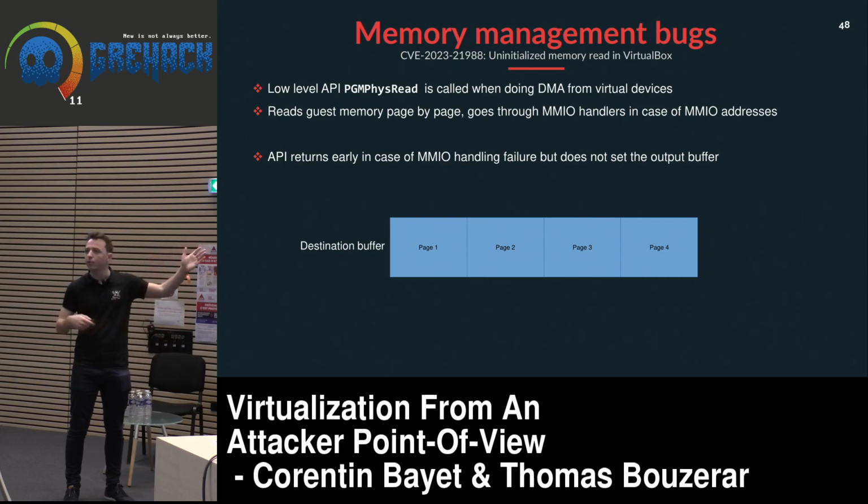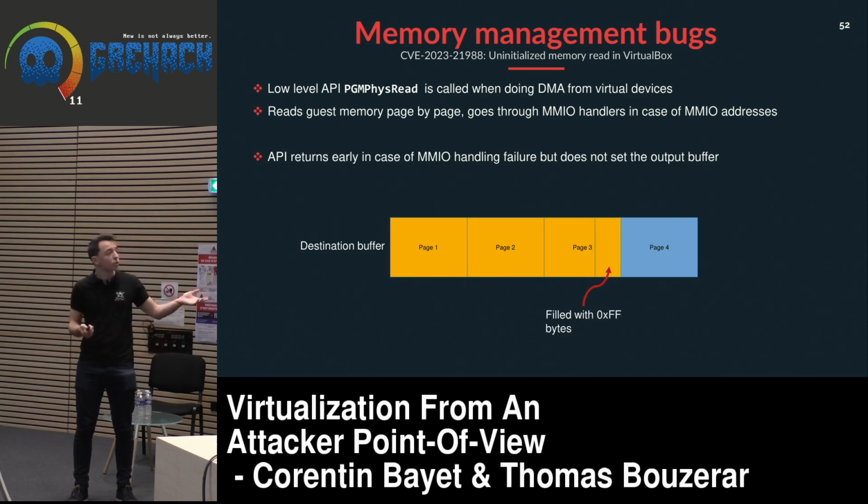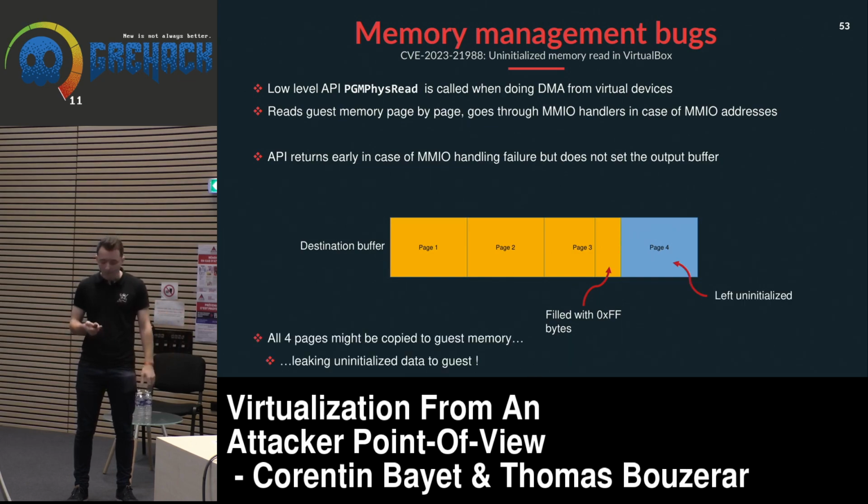So how does it work? You have your destination buffer passed as an argument of the function, and you have a GPA range address. The first page is normal, everything is correct, so the data is copied to the destination buffer. Same for the second page. And for some reason, the third page is in an MMIO range, so an MMIO callback will be called. And for some reason, this callback will fail. And so the function will fill the rest of the page with FF bytes, but it will leave the last page uninitialized. So the destination buffer can be used uninitialized.